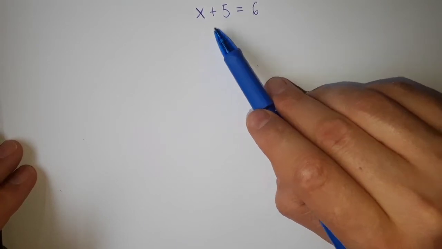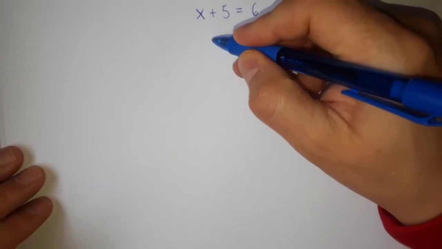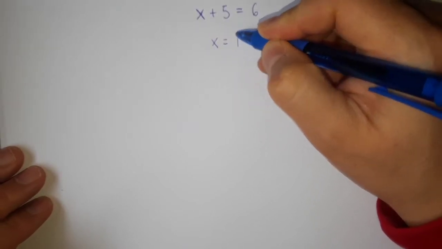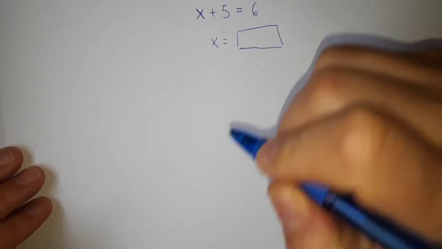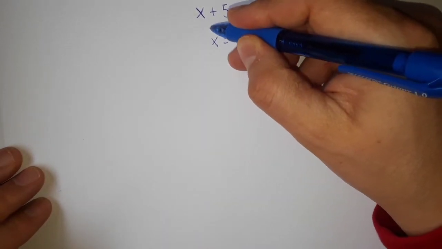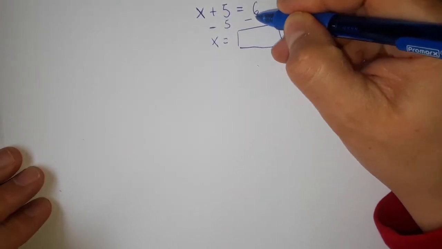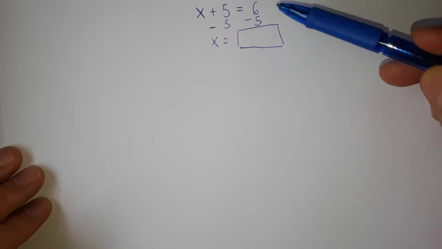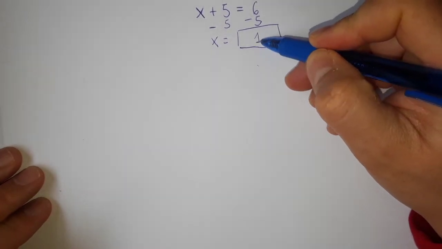In order to know how much is x, we have to have something like x equal, and on the other side we're gonna have the result, the answer. So to do that, we subtract 5 both sides, and we have 6 minus 5, and that's 1, right? Easy.